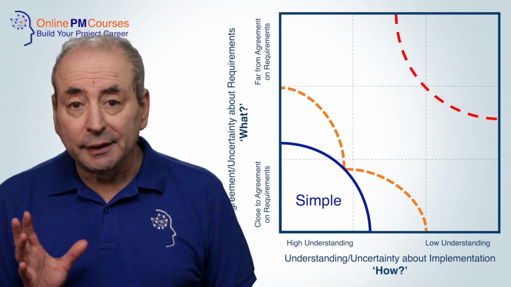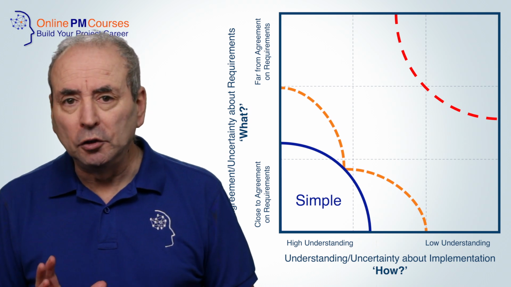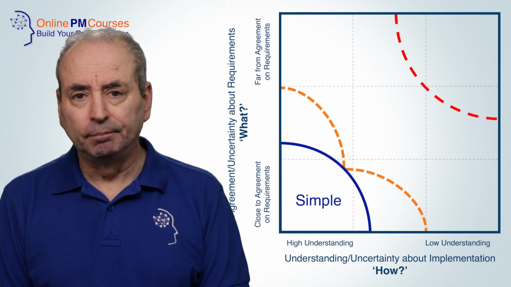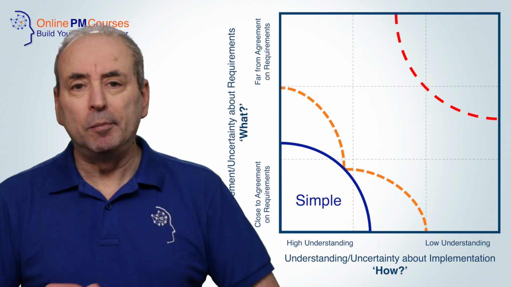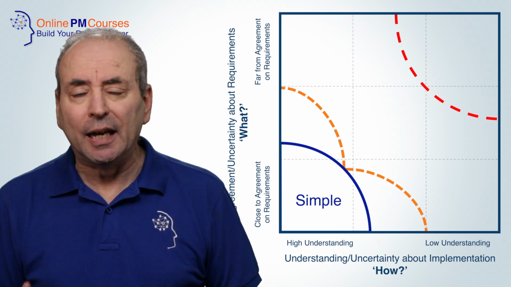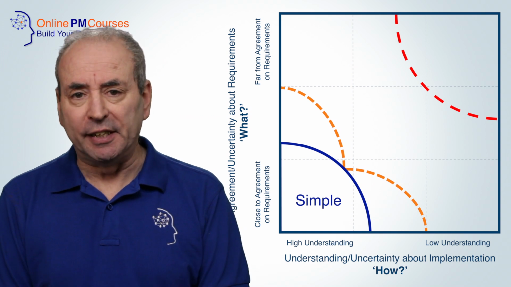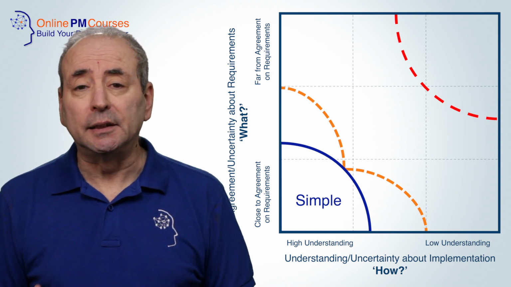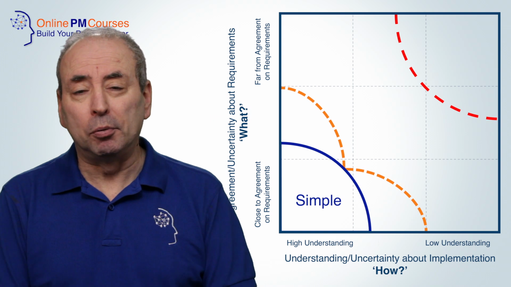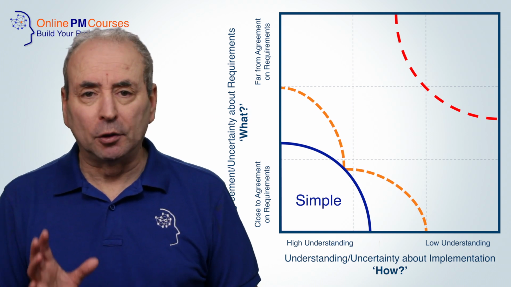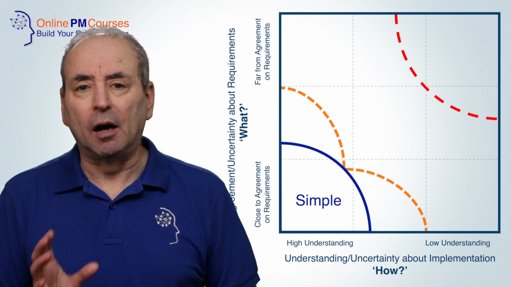Let's start with simple projects that are close to agreement and high in understanding. These projects are considered simple because it is clear what the project needs to achieve and how it is best to achieve it. These projects need basic planning and a simple project process. Often, a lightweight form of predictive project management will serve this kind of project well.